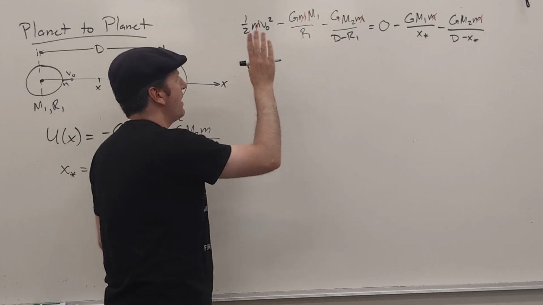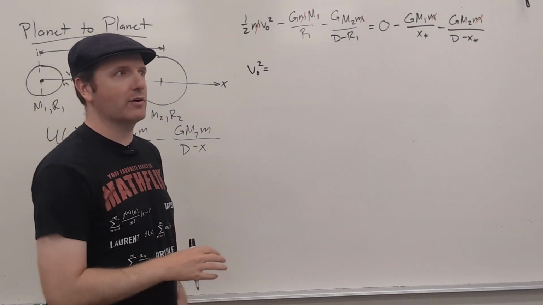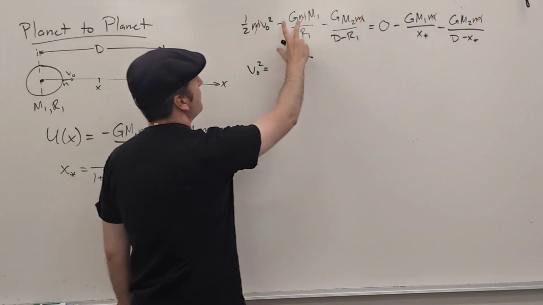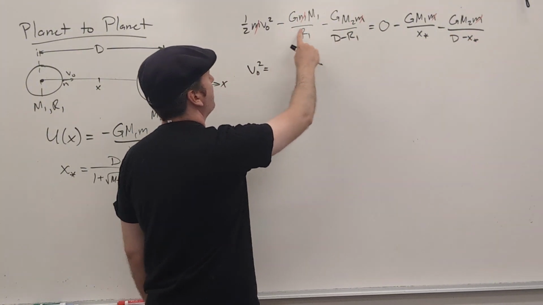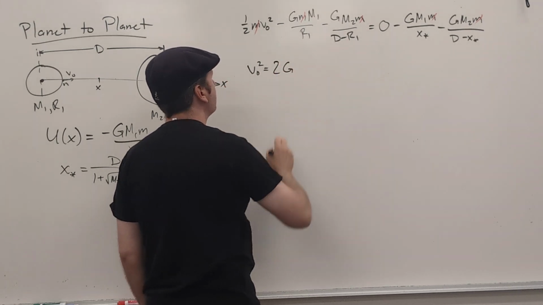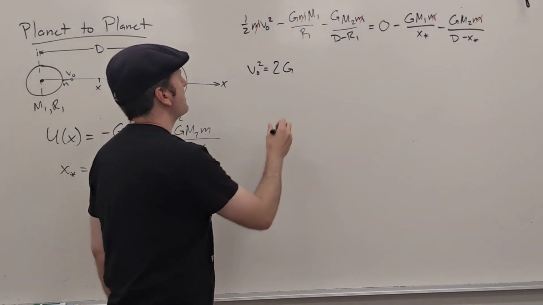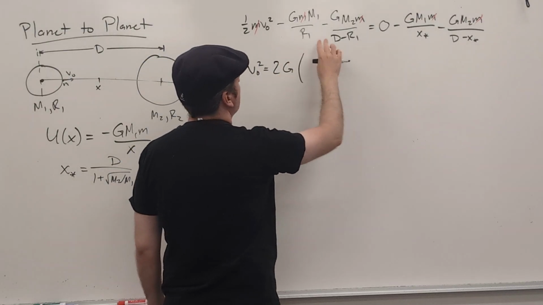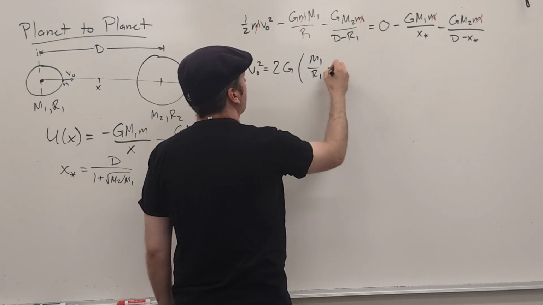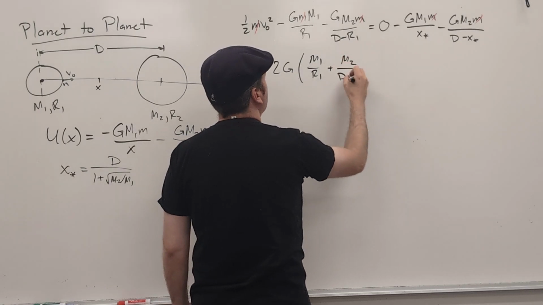I won't bother taking the square root, you know, there'll be a big radical, but let's just leave it like this. There'll be a 2 that moves over. I'm going to move all these terms to the right, and I'm also going to factor out a big G because they're in all of these terms. So I'll have a 2 big G. And let's see what we're left with. So this term and this term will move over and become an M1 over R1, an M2 over D minus R1.